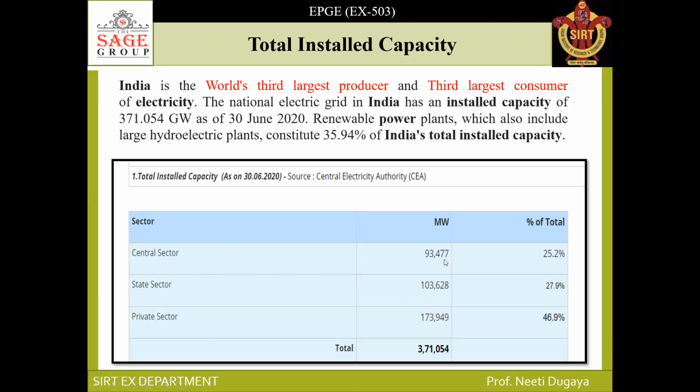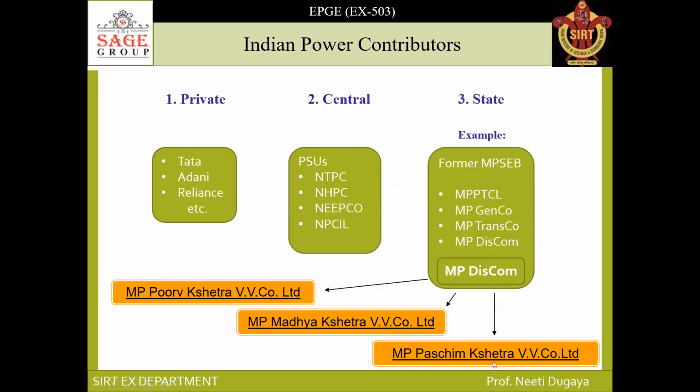93,477 megawatt has been contributed by the central sector, 103,628 megawatt from the state sector, and the private sector is contributing approximately 1,73,949. So the private sector is contributing around 57%, the central sector around 25%, and around 28% by the state sectors. So these are the Indian power contributors. This is the overall classification for understanding the concept of power contributors.